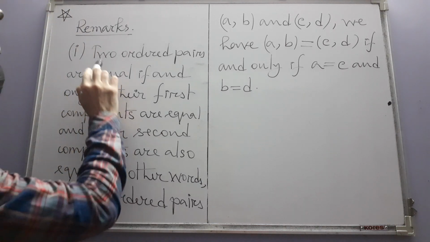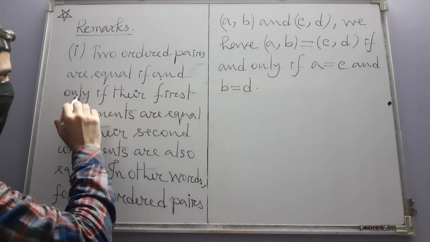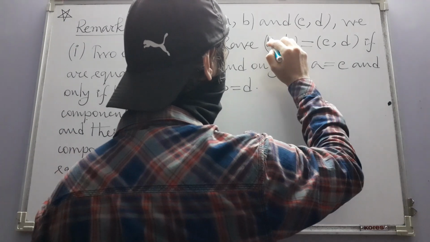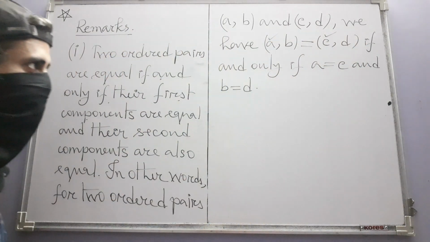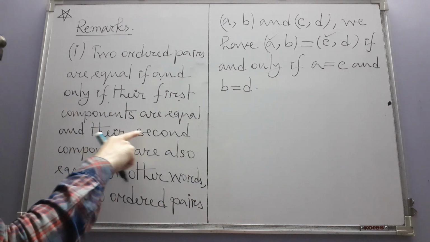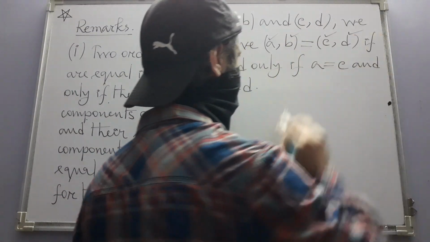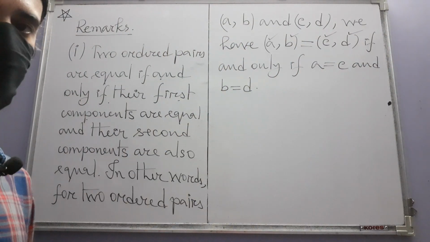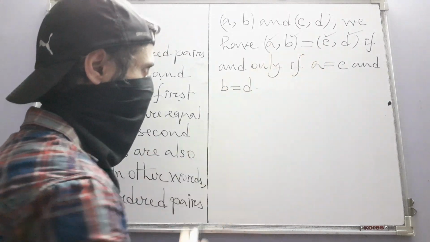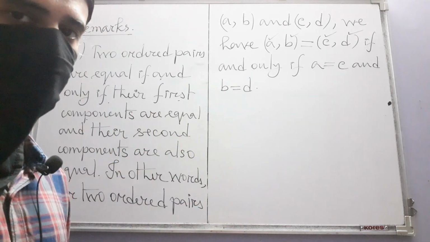So let's see what this one says. Two ordered pairs are equal if and only if their first components are equal. The first component of this one is A and the first component of this one is C. If they are equal and the second components are also equal, which are B and D respectively, they are also equal. This condition for equality of 2 ordered pairs keeps in mind that the order stays intact.